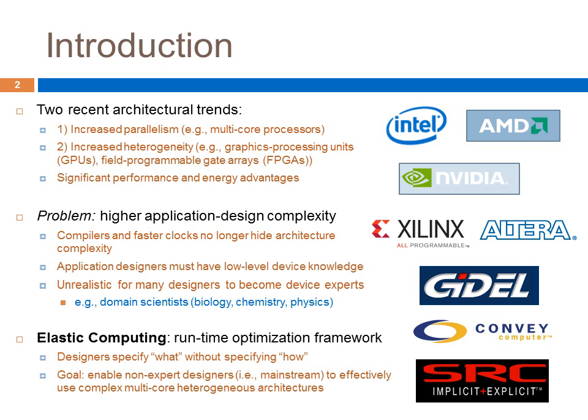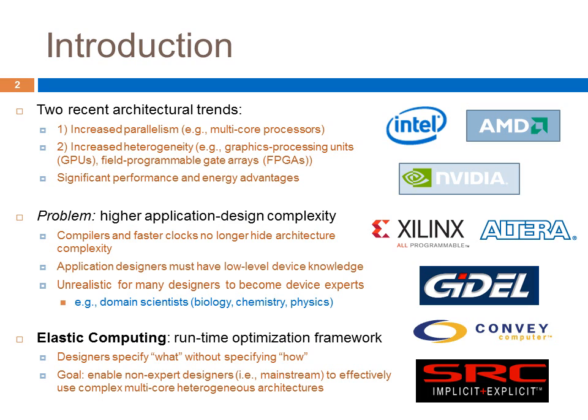So just to give you some background, there's been two recent architectural trends that have been getting a lot of attention. The first is an increased focus on parallelism. This is commonly seen in devices like multi-core processors. And there's also been a trend towards increased heterogeneity. So devices like graphics processing units and field programmable gate arrays are now more commonly being used in combination with a microprocessor to accelerate portions of an application.